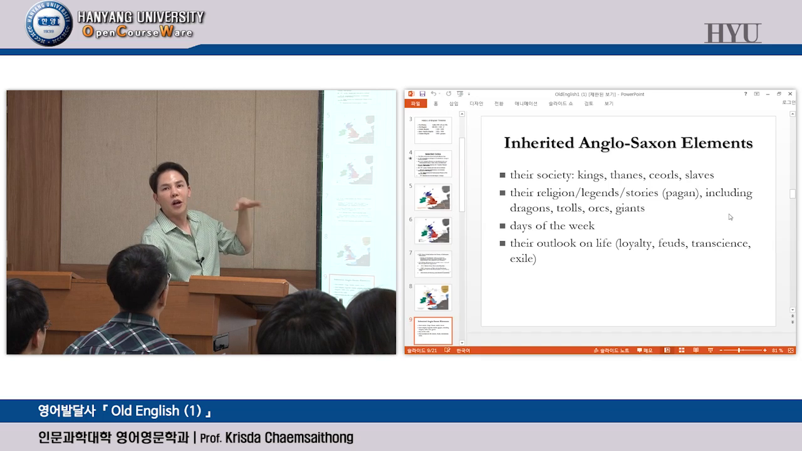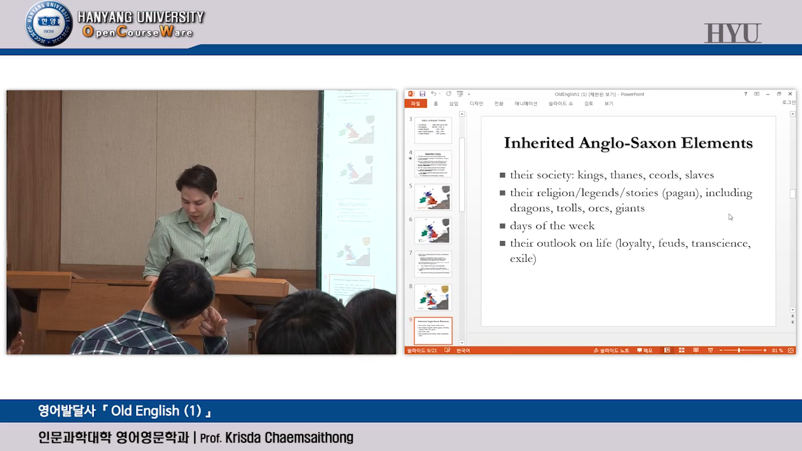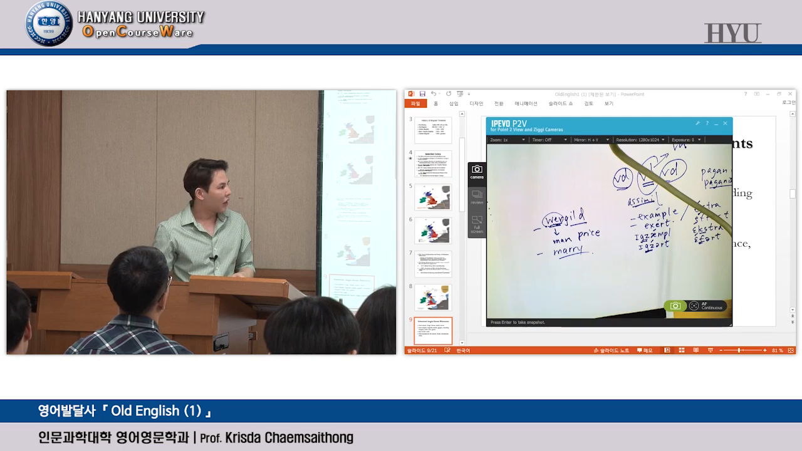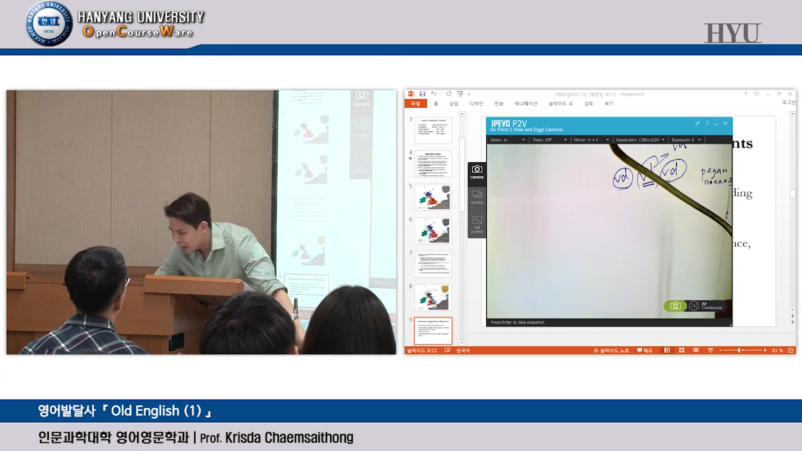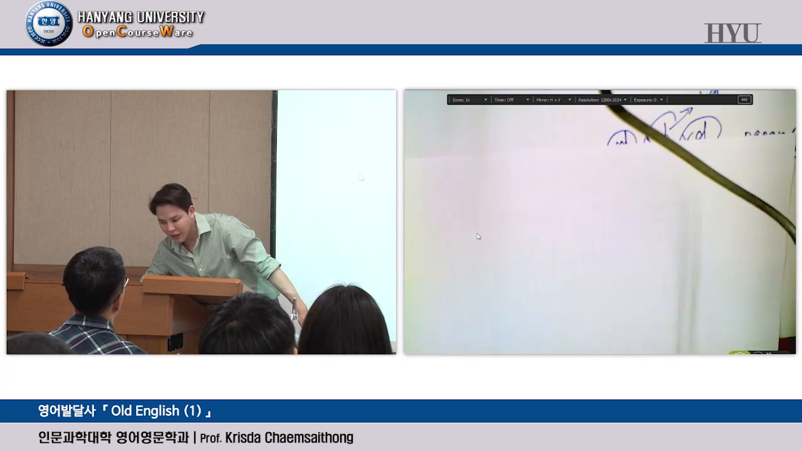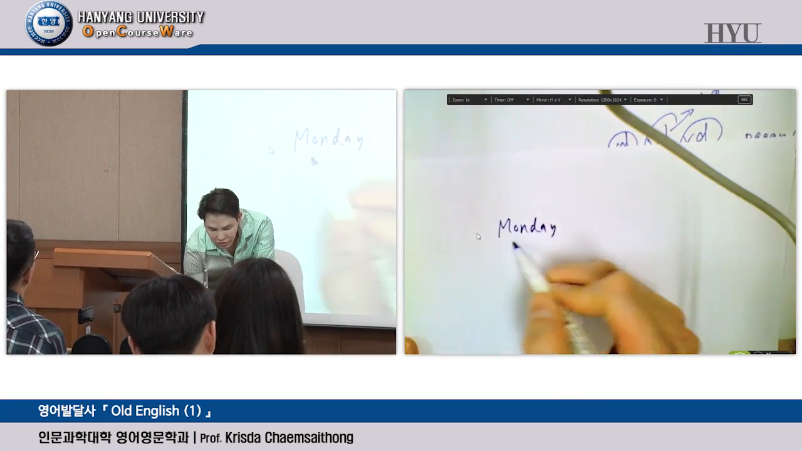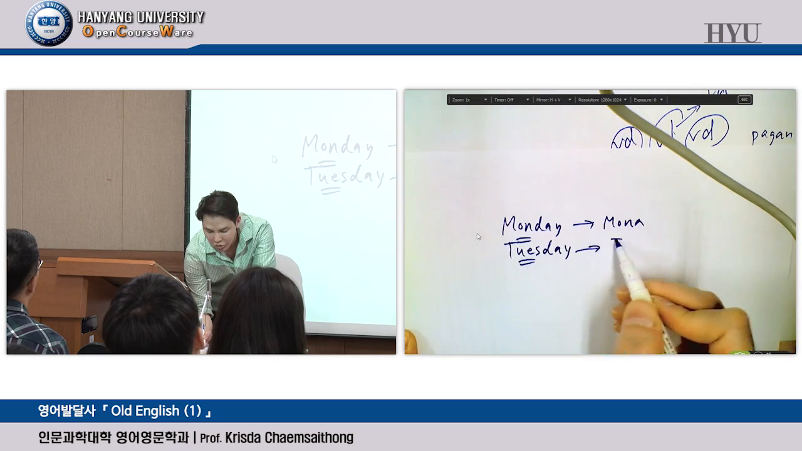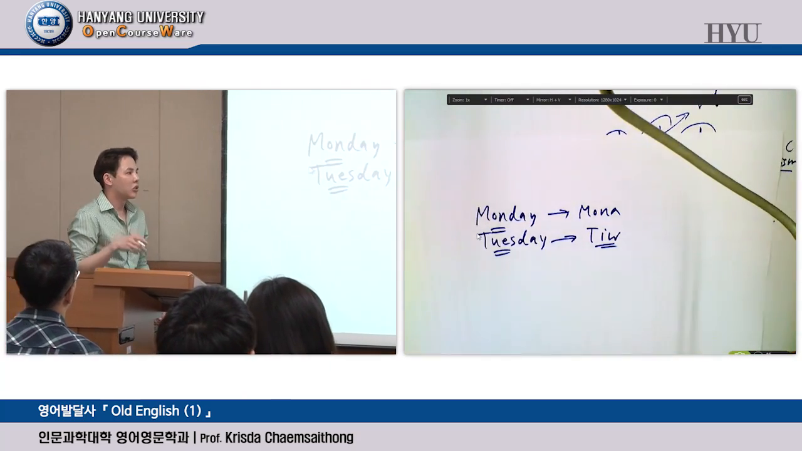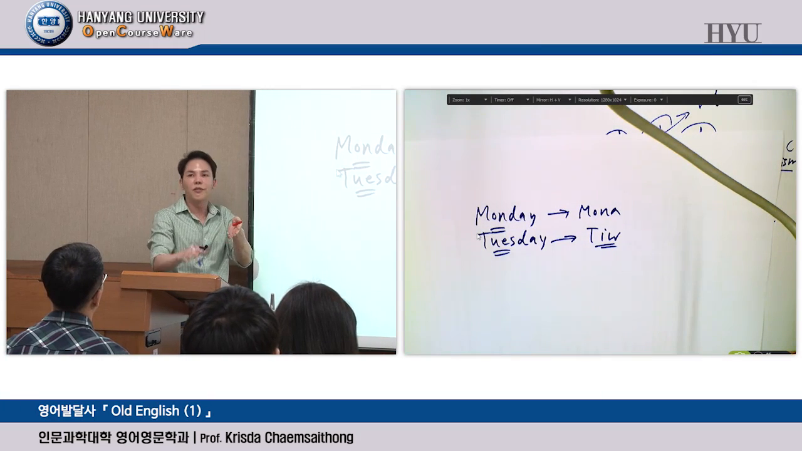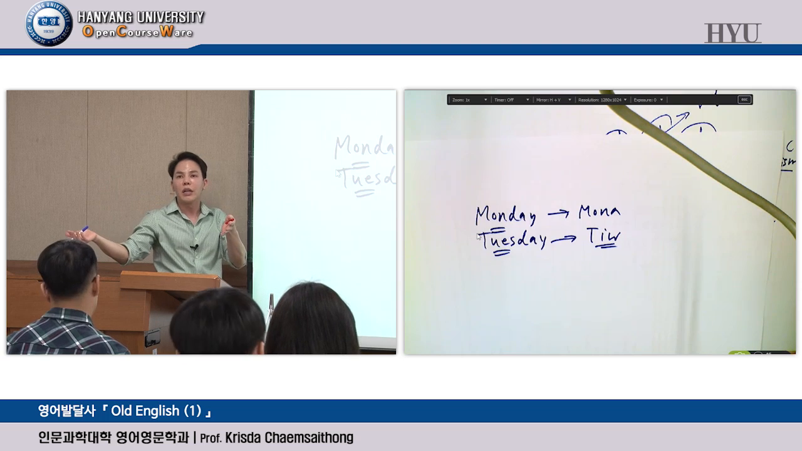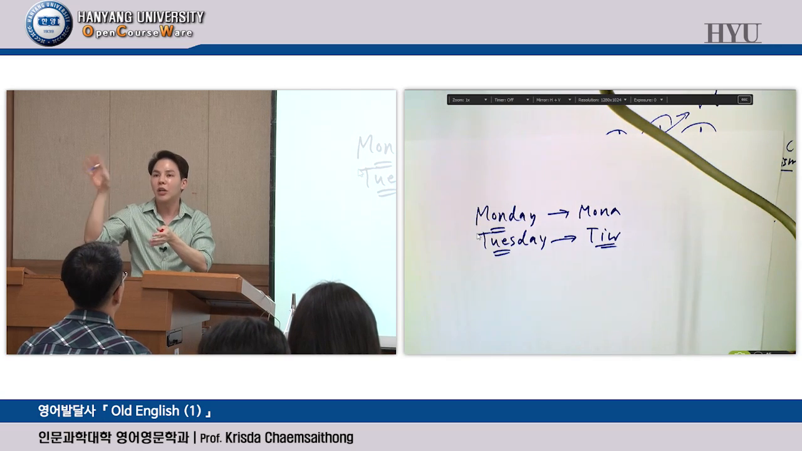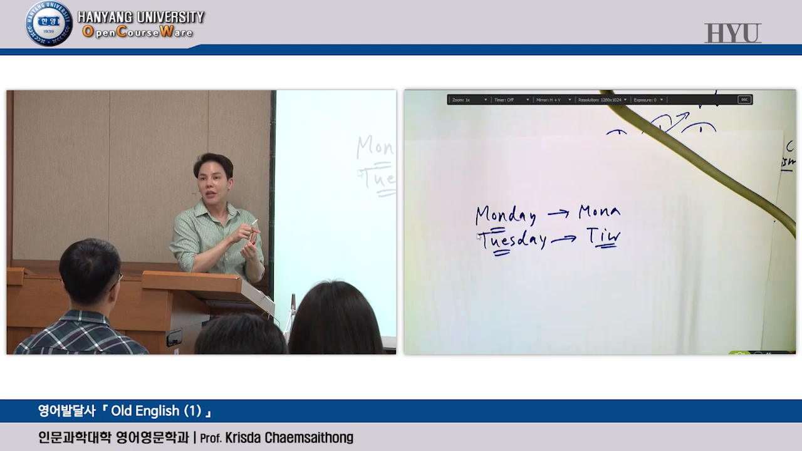Days of the week, we inherit all the names of the days of the week from Anglo-Saxon, right? With the exception of Saturday. So Monday is from Moon's day. This is from the god of the moon. Mona is the god of the moon. Tuesday also. Tuesday, from Tiw. This is the god of war, right? God of war, Tuesday. So that's why the names of the days in English are different from the names of the days in Spanish, in Italian. Because the names in Spanish, French, Italian are all from Roman gods. But these are all from Germanic gods, right?